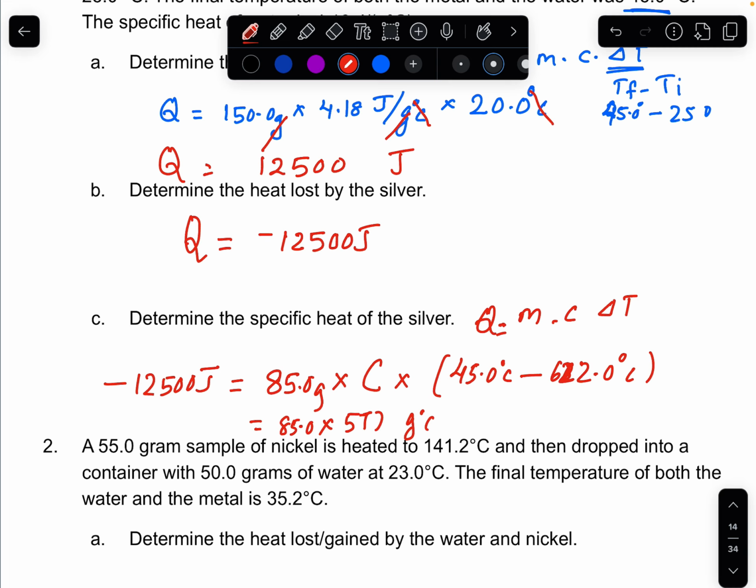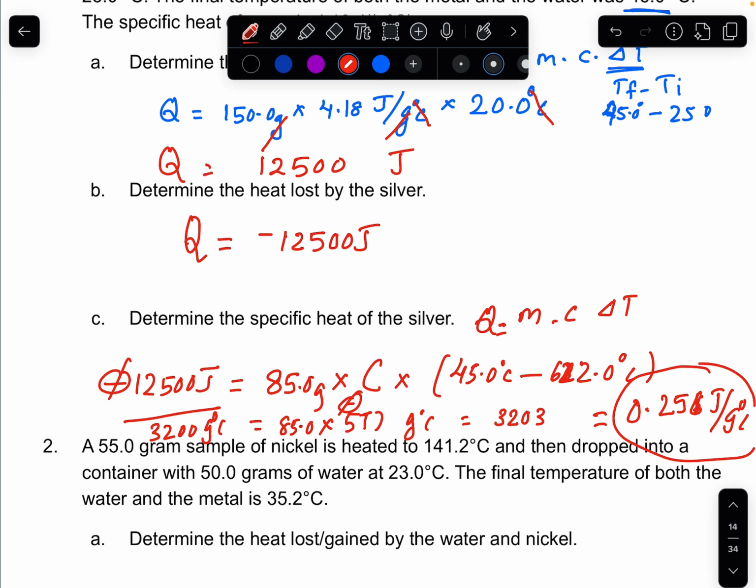577 times 85 is, this will be negative, right? This negative and this negative cancel, so don't worry about the negative. When you multiply you will get 3203. Then you are dividing that with that. Your final answer is 0.256, and there was a joule and then you divide with the gram, so 0.256 joule per gram degree Celsius. That is your final answer.